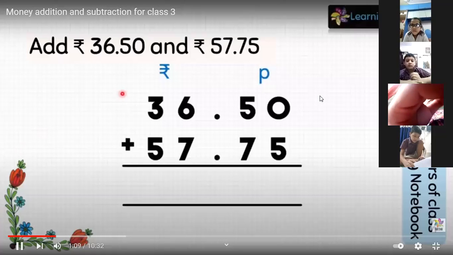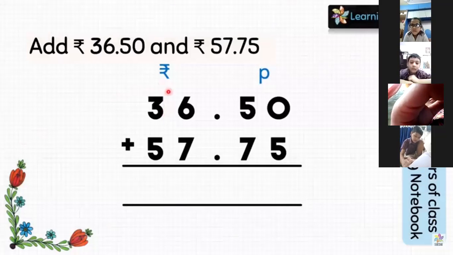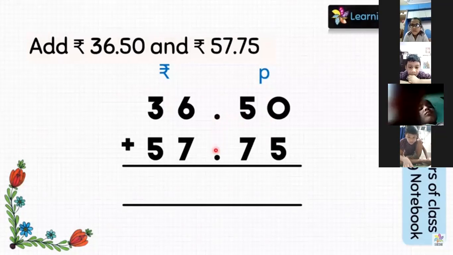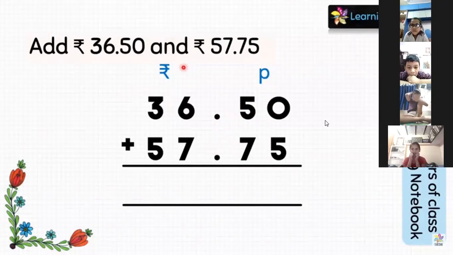Write rupees under the rupees column and paise under the paise column. It means write in such a way that the dots are exactly one below the other. Now, same sequence: first add the paise and then rupees. So let's add paise first.